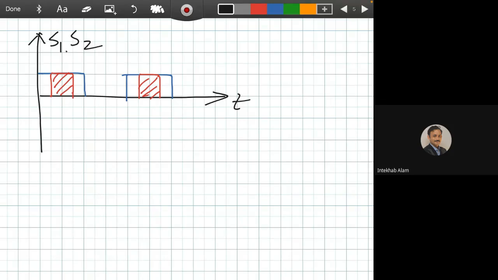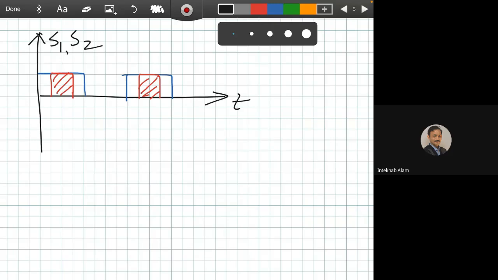Switch S1 and S2, if we change the duty cycle from blue to red, then the duty cycle is actually 50%, and the output will also be changed. The RMS value of the output will be changed. Now, how can we change this duty cycle? What should be the technique? Here we have only one pulse for each switch.